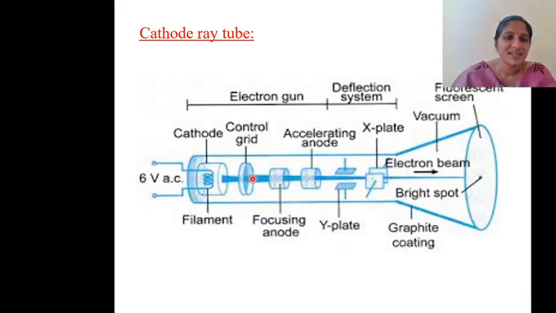Next, the controlled beam is fed to the focusing anode. What does this focusing anode do? It improves the intensity of the beam, and next it is fed to the accelerating anode. This accelerating anode will improve the velocity of the electron beam, and then it is fed to the deflection plates.